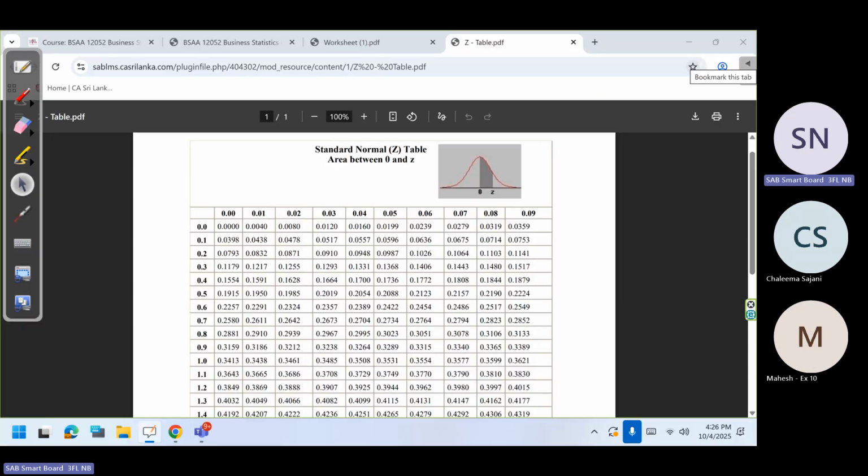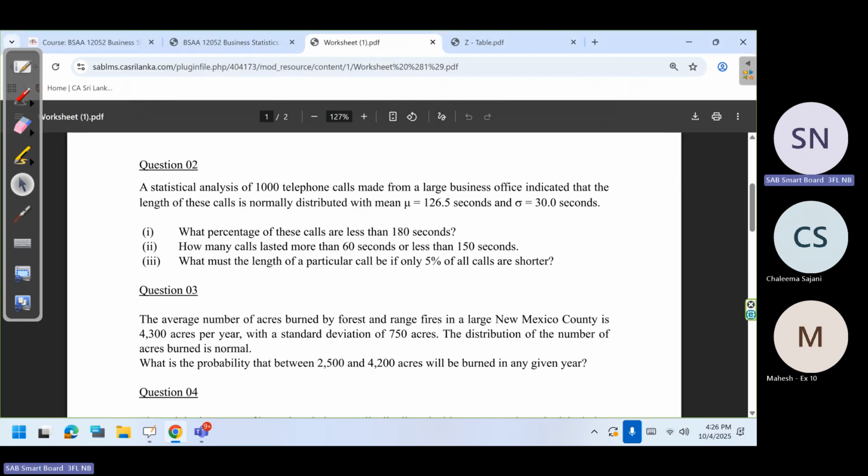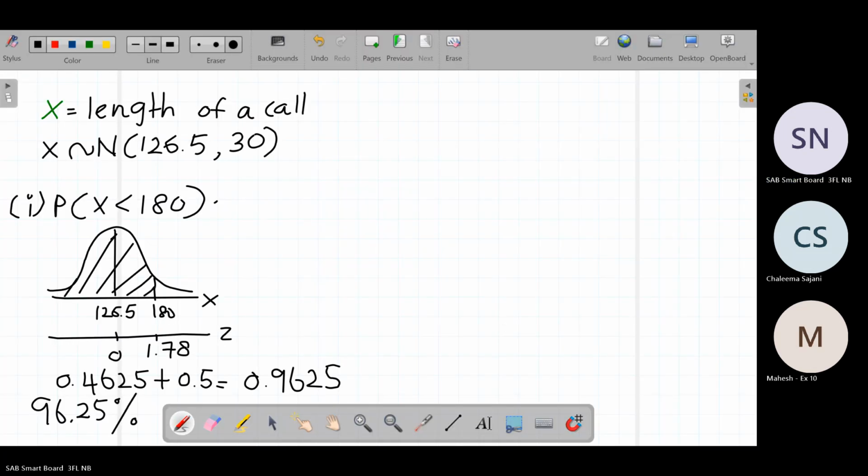Then Roman number 2 asks, how many calls lasted more than 60 and less than 150? Then here it asks about the number of calls. Okay, then before finding the number, we need to find out the probability in between 60 and 150. Then here you need to find out the X value in between 60 and 150.